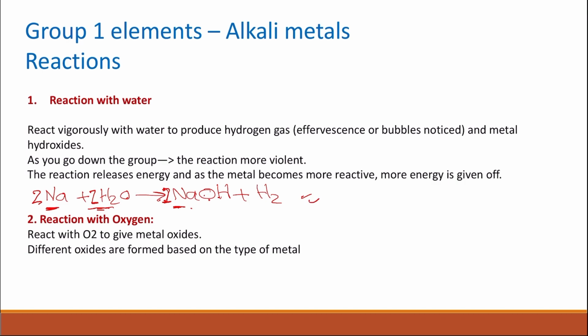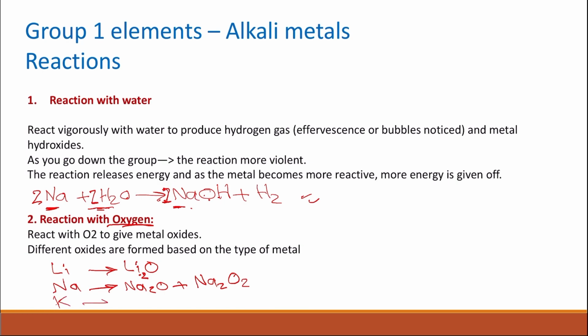Moving on to a second reaction, which is the reaction with oxygen. They react with oxygen and give metal oxides. The different metals in this group will give different types of oxides depending on the metal. Lithium, when it reacts with oxygen, gives lithium oxide, Li2O. And sodium gives a mixture of 2 different oxides, which are sodium oxide and sodium peroxide, Na2O2. This is called sodium peroxide.